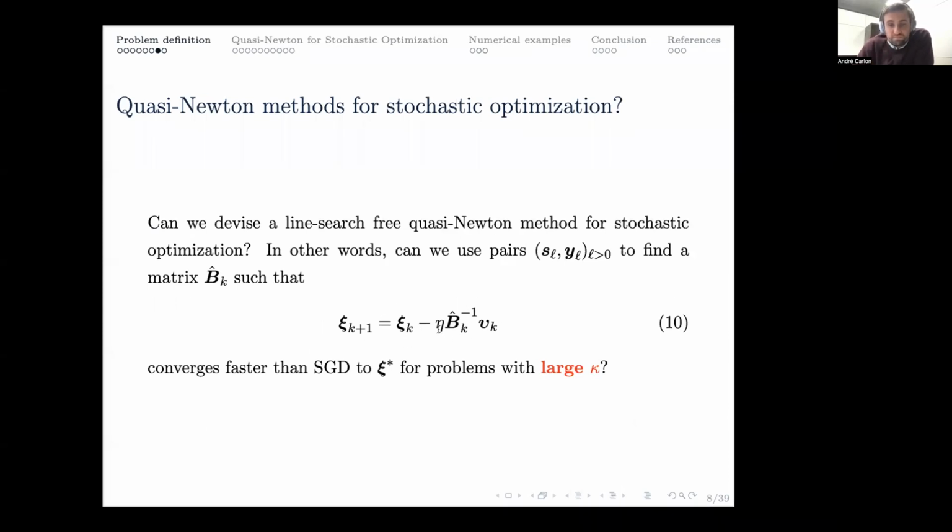So let's say that we want to find some matrix P hat that we can use to precondition our gradient estimates, and use information that we have, from differences of iterates and differences of gradients, to try to improve the performance of this algorithm, to generate sequences of iterates that converge faster than if we don't use the preconditioner, especially in cases where we have a large condition number.